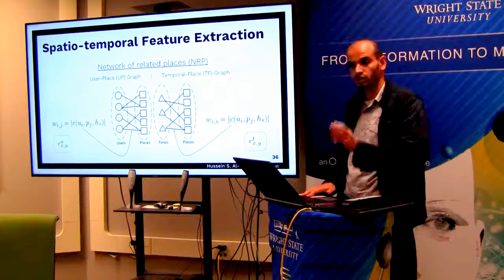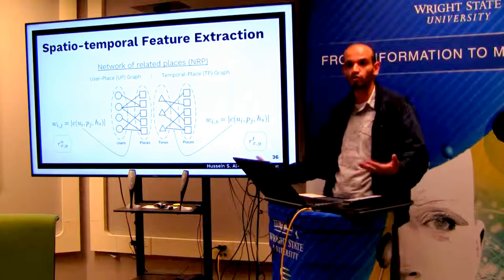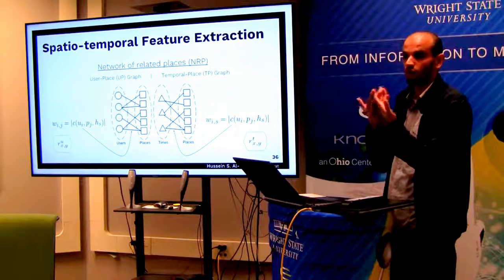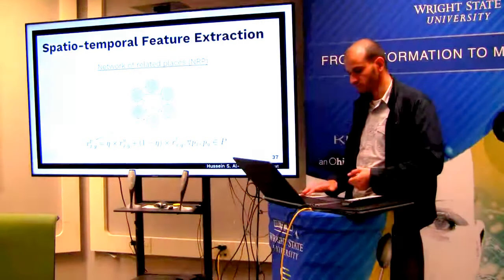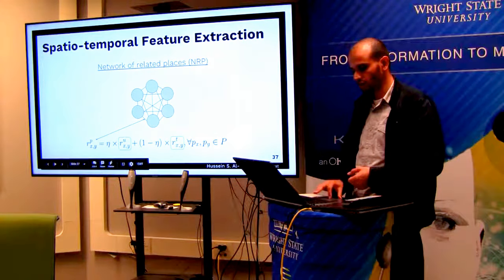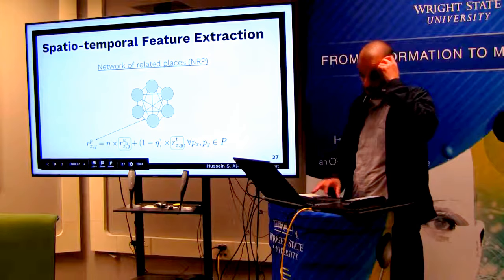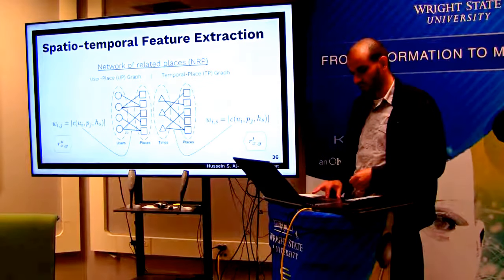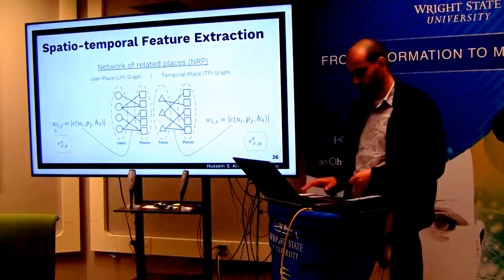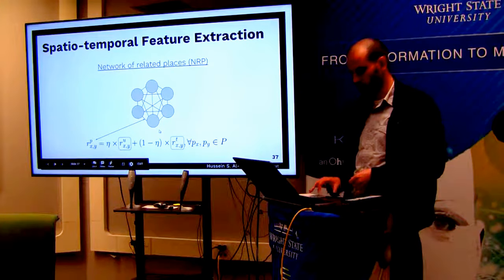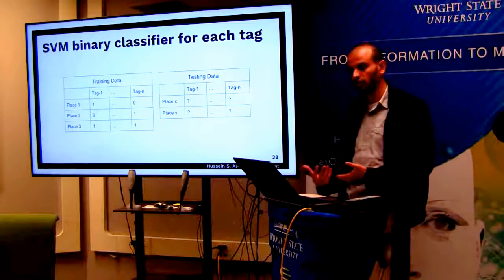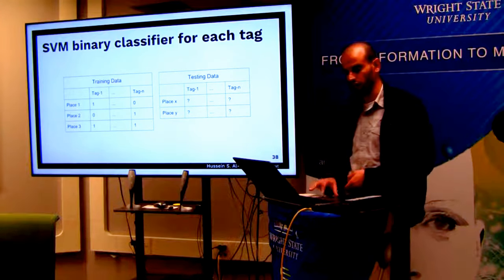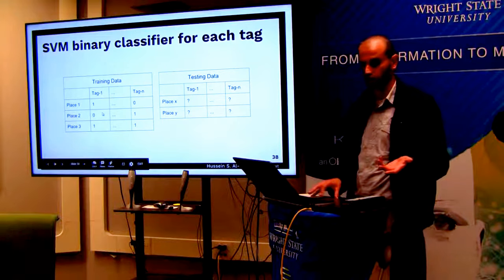So I have two different bipartite graphs, and they want now to merge them to get the relatedness of places together, right? Based on the spatial and temporal perspectives. And this is what they end up with. These are the scores that we saw before, right? And they use, you know, a random walk to calculate the relatedness between the user and place and the time and place. And then they combine them together using this equation. At the end of the day, they use these features that they just got to train an SVM binary classifier for each tag. So you can say that it's a multivariate classification, right?